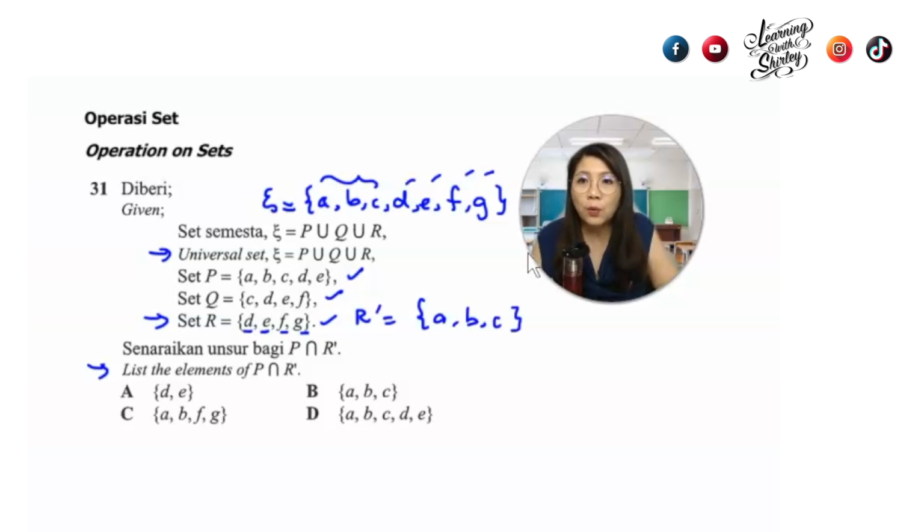Okay, so now they want us to list down the elements of P intersect with R prime. So let's look at set P, so A, B, C, D, E. Set R prime will be A, B, C. So what are the common elements between the two? So we have A, B, and C. Okay, let's look at the options A, B, C, D. The answer is B.